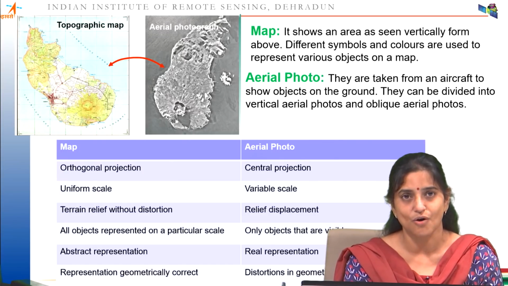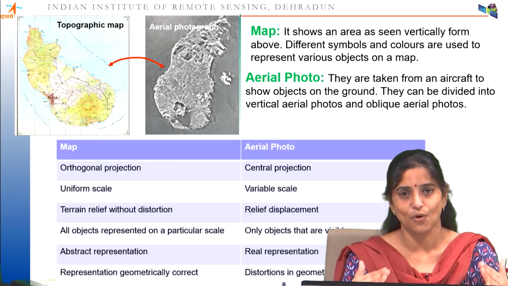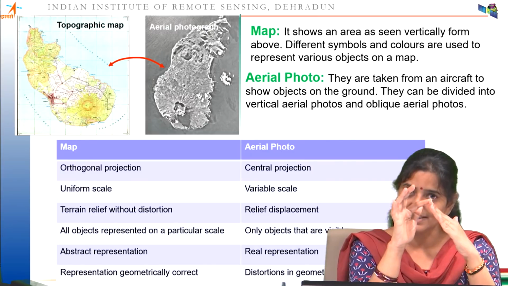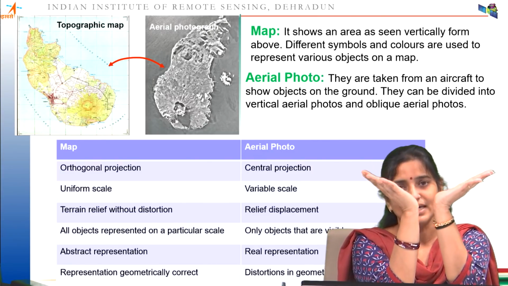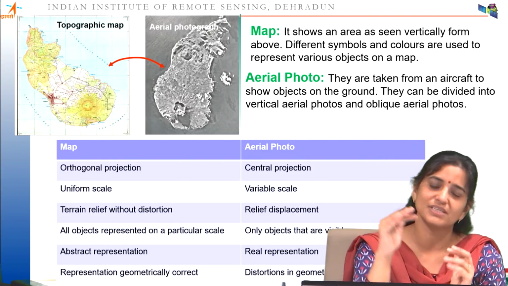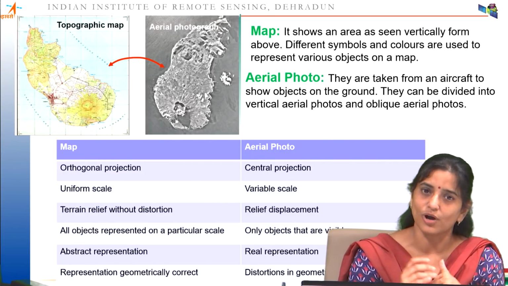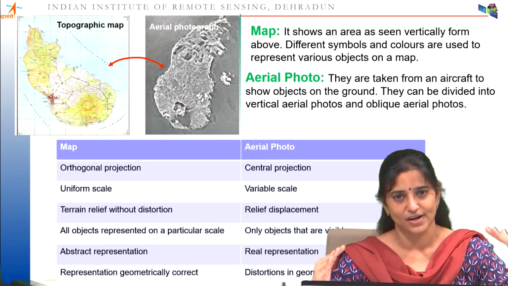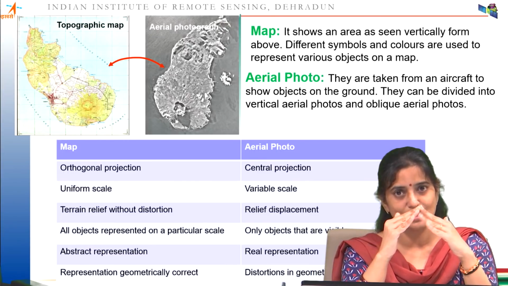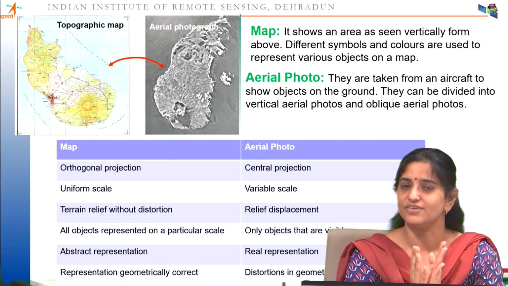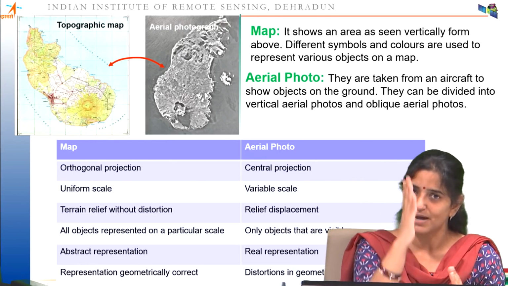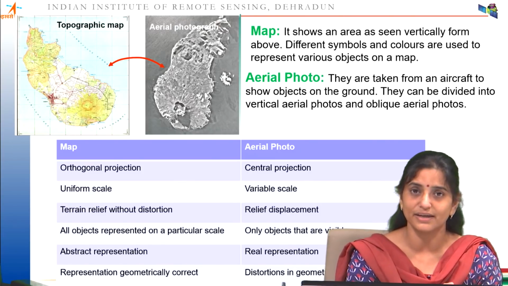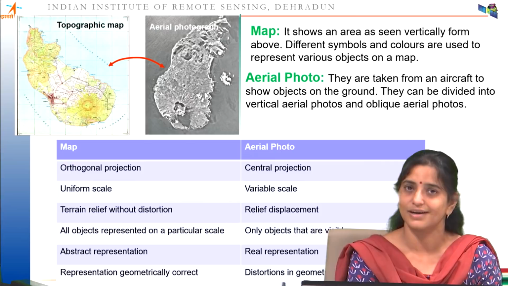All the rays from the ground go and meet at a specific point. This is the lens, and from there they again diverge and form the negative at the focal plane. So this makes the projection central: all the rays going and meeting at one single point, and from there diverging. Whereas in case of a map, all the rays are projected orthogonally. I will be showing a diagram also so that it becomes clear to you.